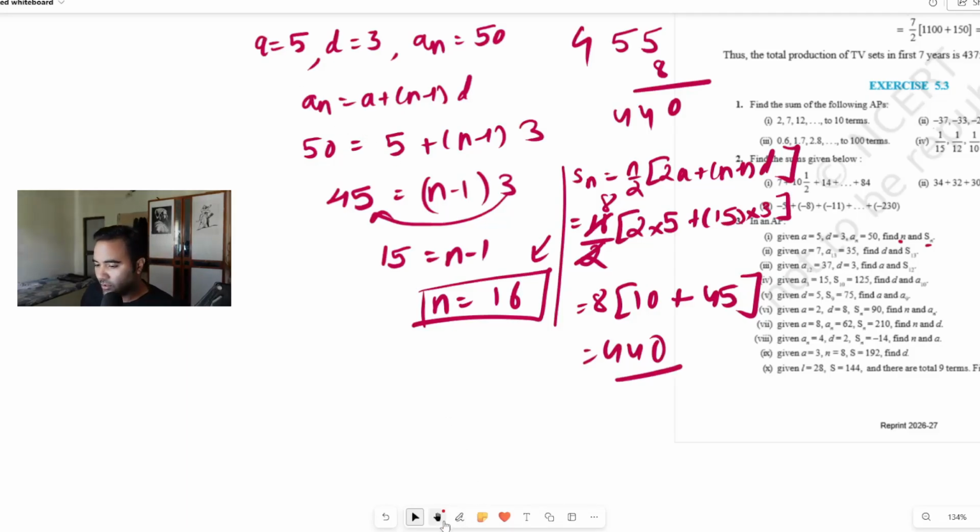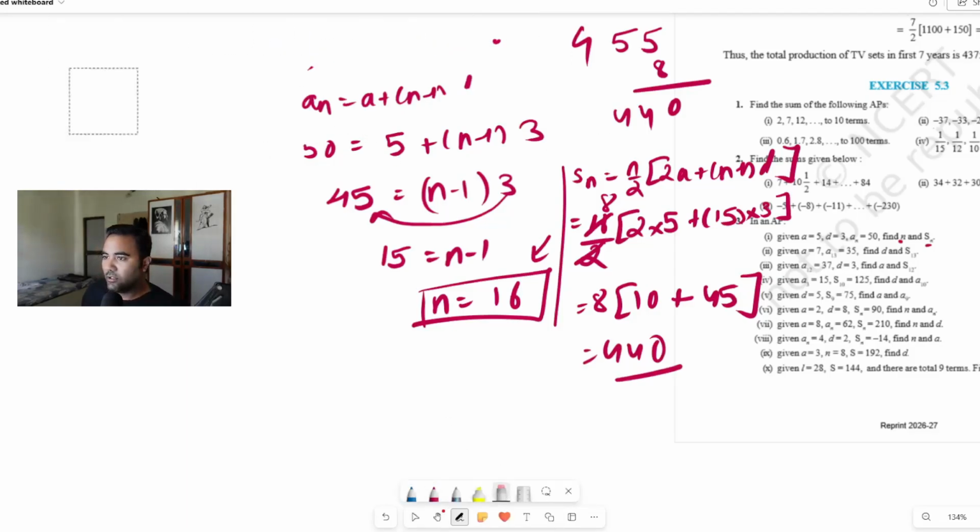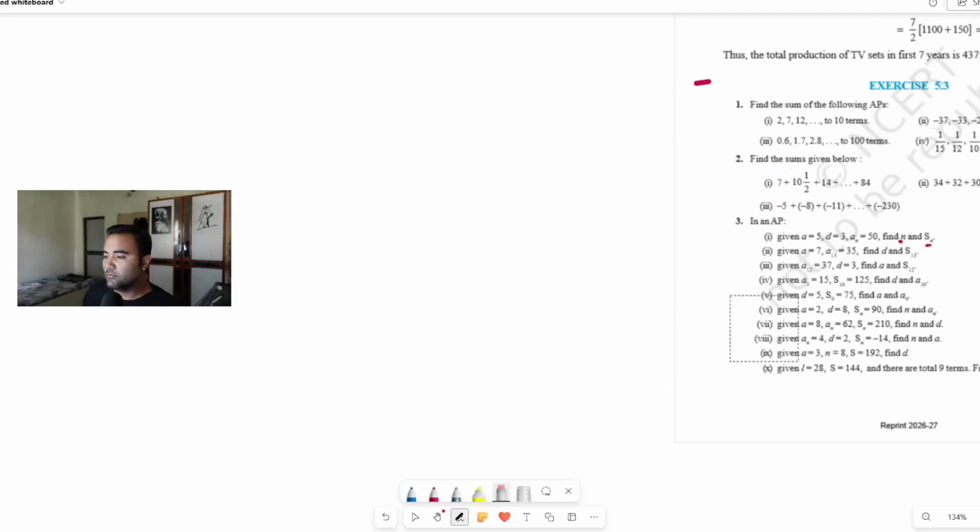Let's do another one. Let's find something that is different. Let's do the fourth one. A3 is 15, that is a plus 2d is equal to 15. Here it is given A3, the third term, you can write it as a plus (n minus 1)d, n is 3. So 3 minus 1 is 2. So a plus 2d is equal to 15.